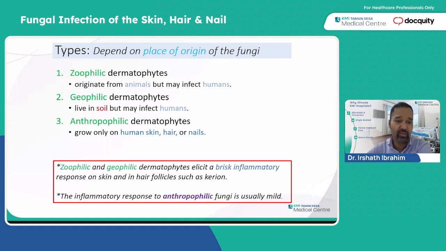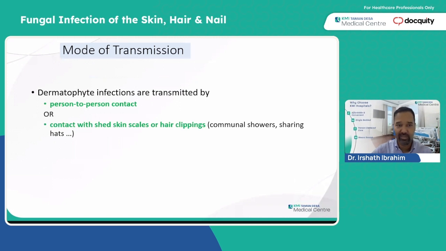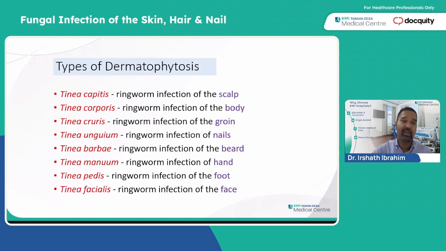The zoophilic and geophilic dermatophytes elicit only a brisk inflammatory response, but the anthropophilic fungi usually invoke a more severe inflammatory response. The mode of transmission is from person-to-person contact or contact with shed skin cells or hair clippings, which may be found in communal showers or people sharing hats, for example. So these are the types of dermatophytosis, according to their affected areas: capitis, corporis, cruris, unguium, barbae, manuum, pedis, and facialis.